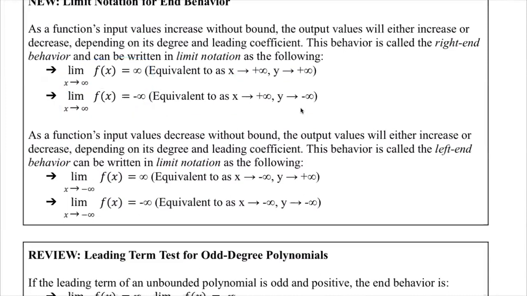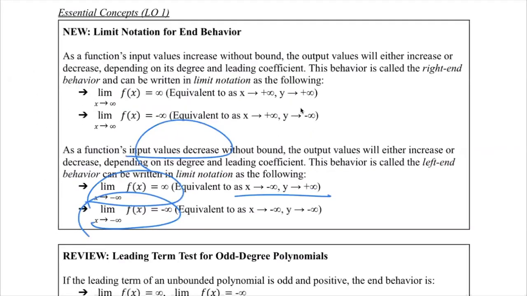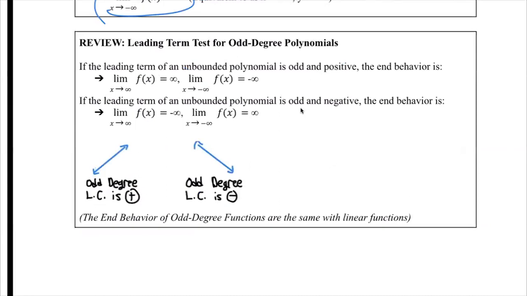As the input values decrease, meaning that it goes to negative infinity, the function can either increase or decrease as well. We can represent that as the limit of f of x as x goes to negative infinity is equal to positive infinity, or the limit of f of x as x goes to negative infinity is equal to negative infinity.